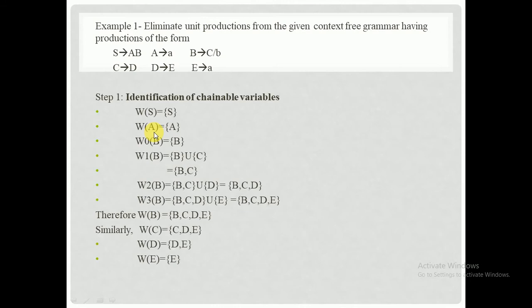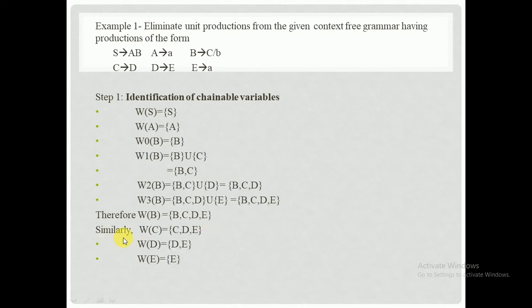Now let's proceed to W of B. As B is making a chain with C, C is making a chain with D, and D is making a chain with E, right? So W of 0 of B, only B is there. W of 1 of B, B union C, B comma C is there. Then again C is making a chain with D and D is making a chain with E. So finally in W of B you will have to write B comma C comma D comma E, because the actual chain starts from the variable B and it ends at E. That is the reason I have included B comma C comma D comma E.